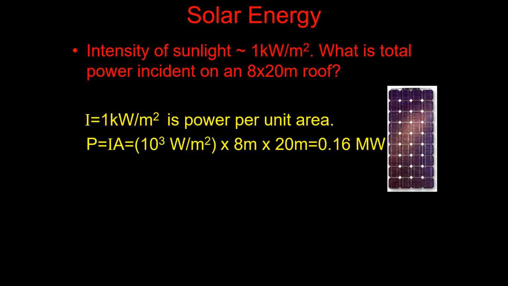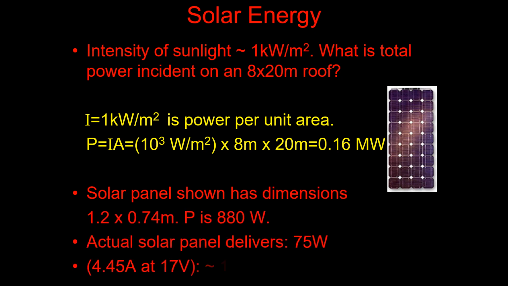Now, in this particular case, we can see that this solar panel that we're looking at here has a 1.2 by 0.74 meter size. That means the power that this solar cell shown here will deliver is about 880 watts. Now that's really useful.